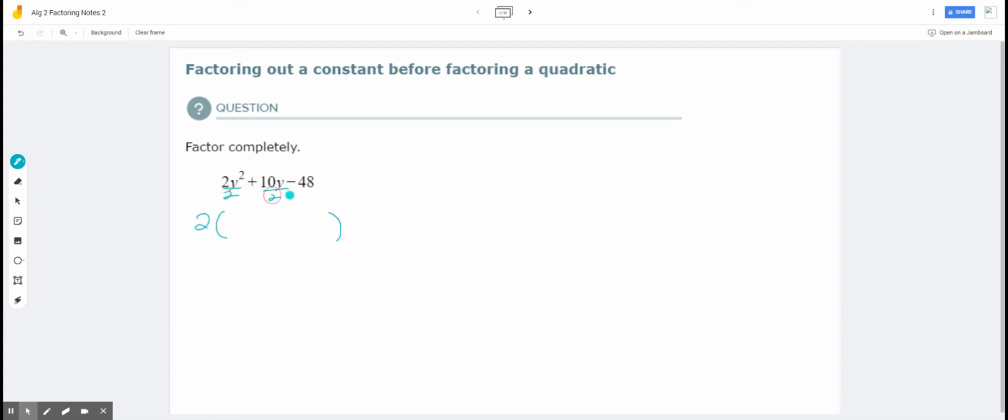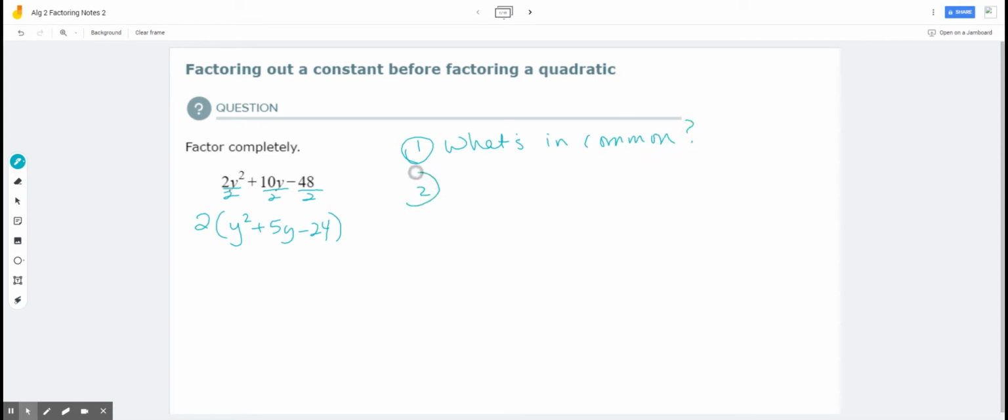I no longer show this. I'm going to do it one last time, but mentally you kind of need to be there where you factor this out. Plus 5y minus 24. There. Okay. Then you have to say, the first one is what's in common.